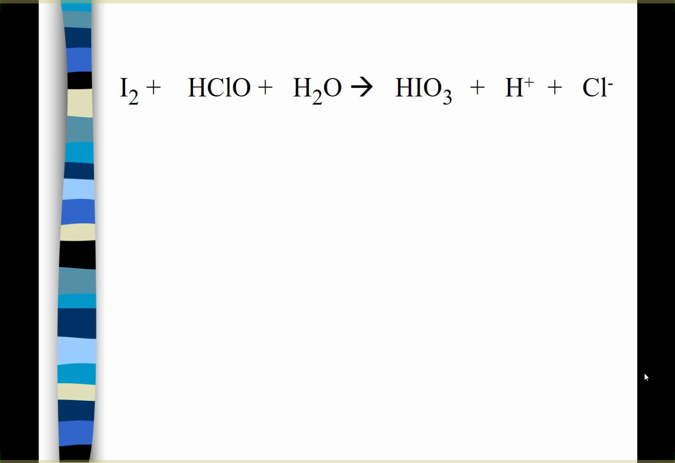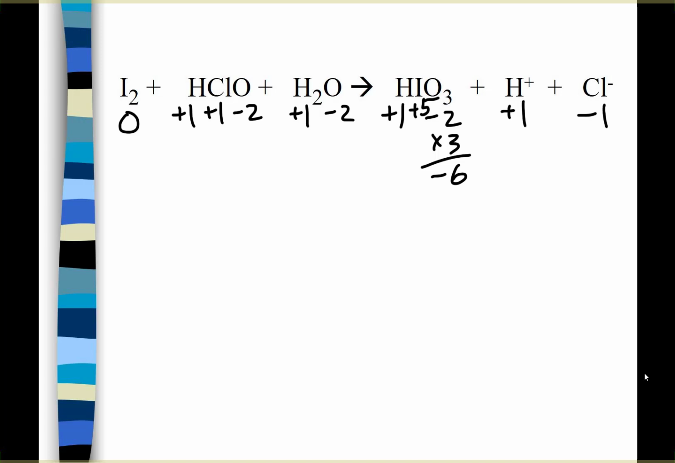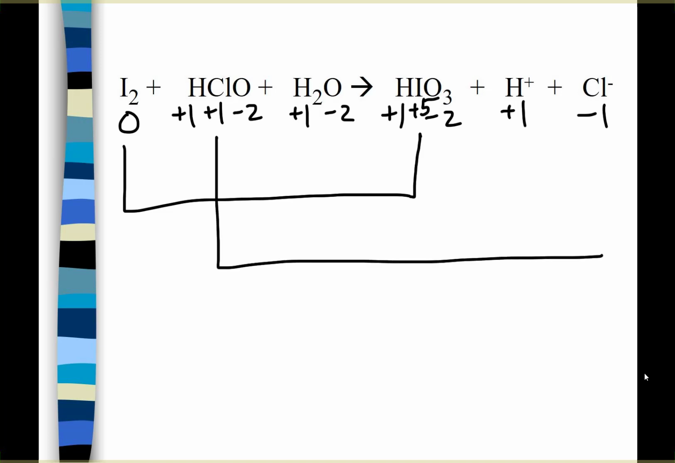Again, assign oxidation numbers, so 0 here. This one's a plus 1. A minus 2, I have 3 of them for a minus 6. I have a plus 1, so that means this is a plus 5. This is a plus 1. This is a minus 1. All right, I'm going to get rid of my math. And then I'm going to connect the ones that change. So my iodine has changed, and the other one that's changed is the chlorine.